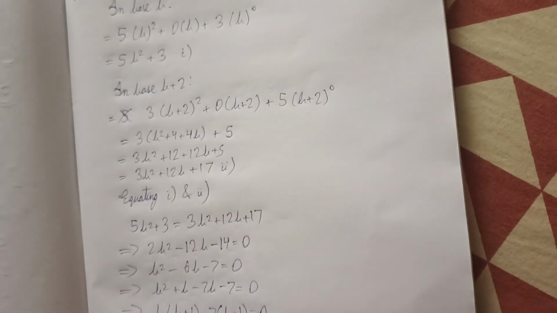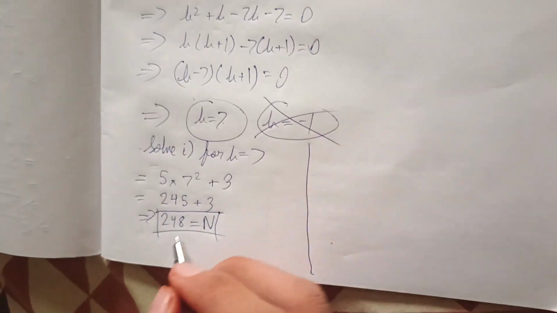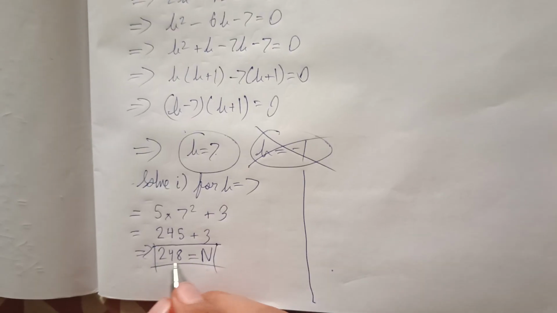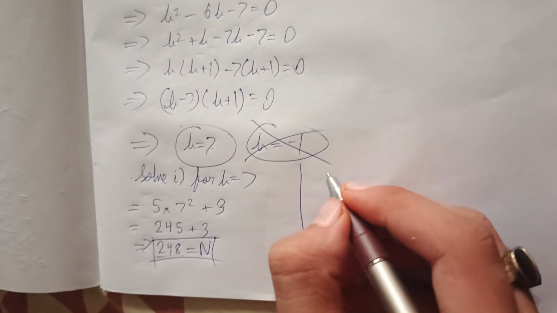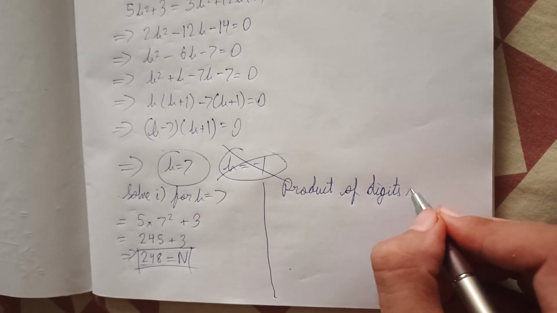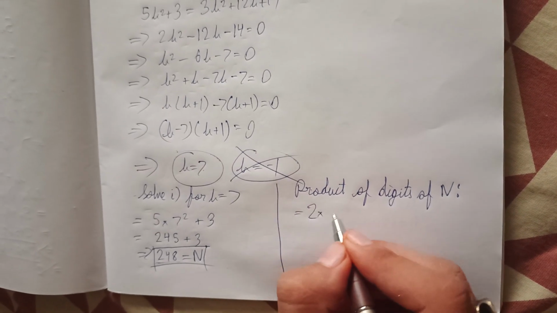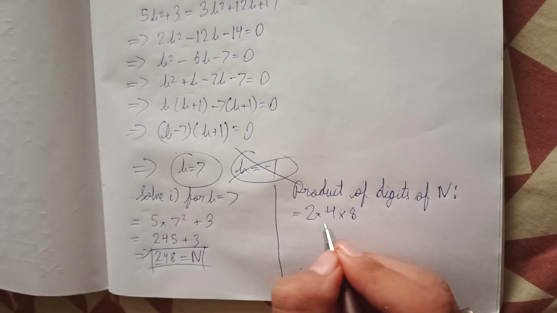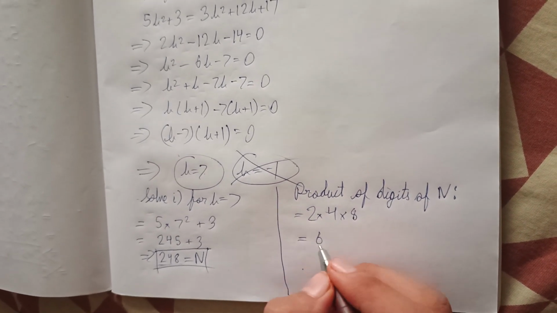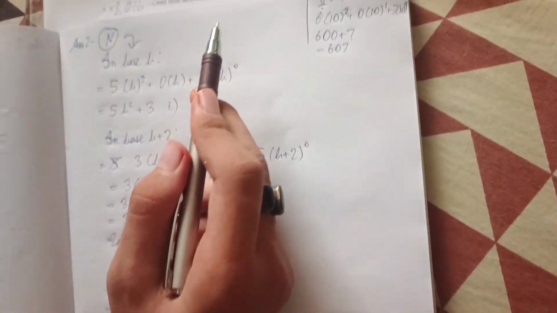The question asked us for the product of the digits of n. Therefore, we're going to now multiply these digits. So the product of digits of n is 2 into 4 into 8. This just becomes 8, and 8 into 8 is 64. So now we have our answer to this question in number theory in bases, and the answer is 64.